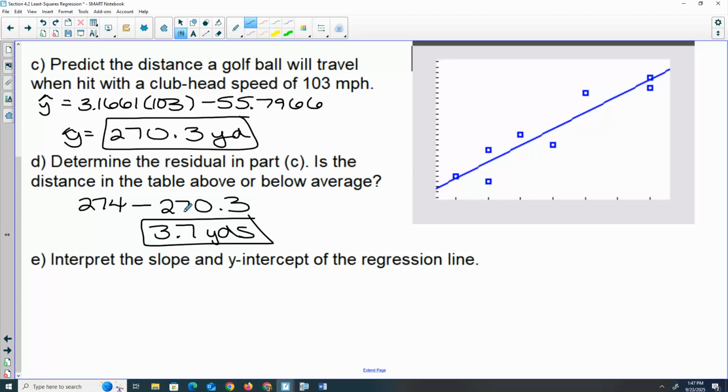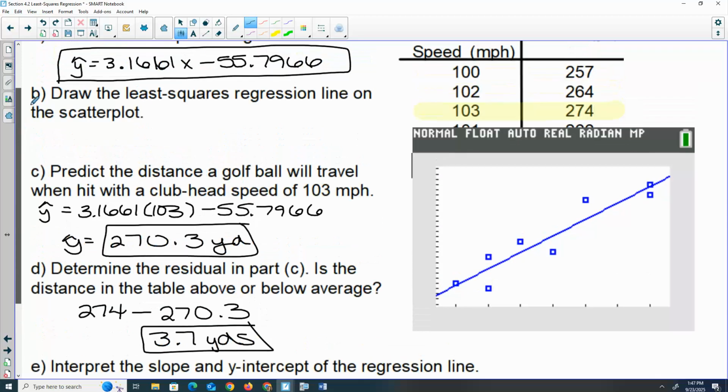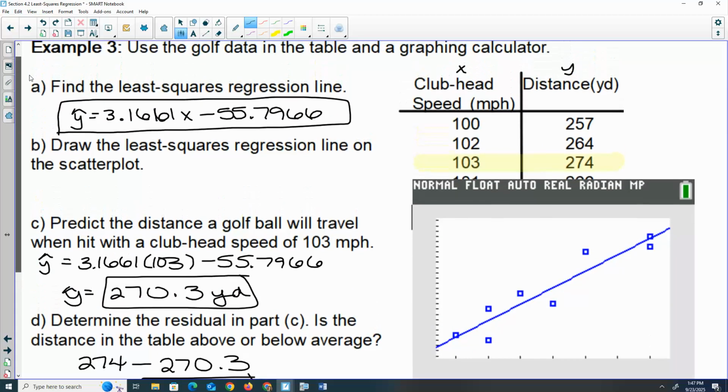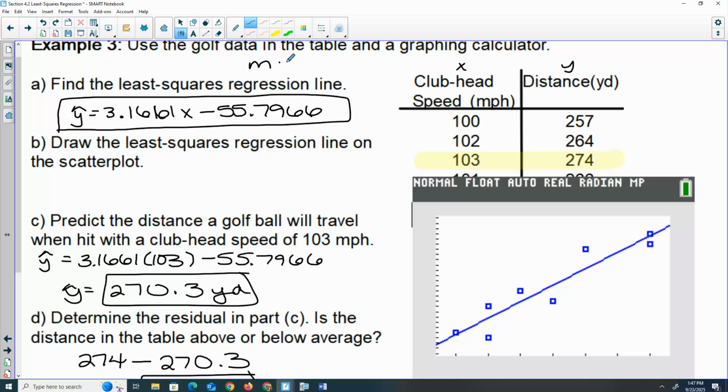Okay, last question of the day. Interpret the slope and the y-intercept. When I ask you to interpret, I'm asking you to write a sentence. You have to use your numbers. You have to use units in there. So my slope of this equation was 3.1661, right? Think back to your algebra days. Slope is change in y over change in x.